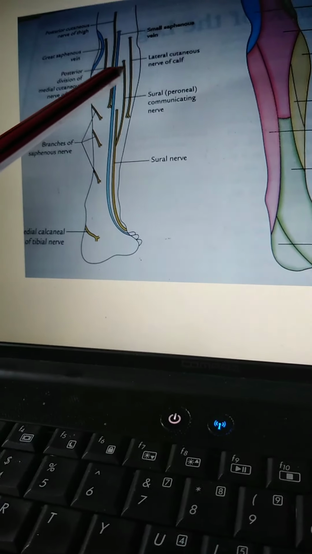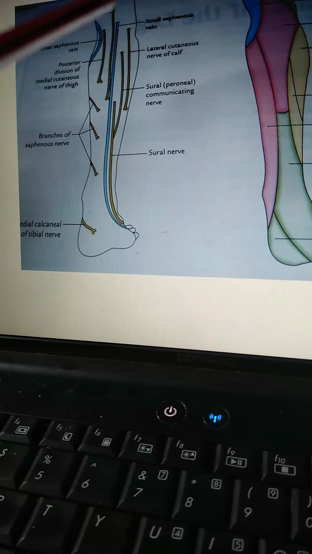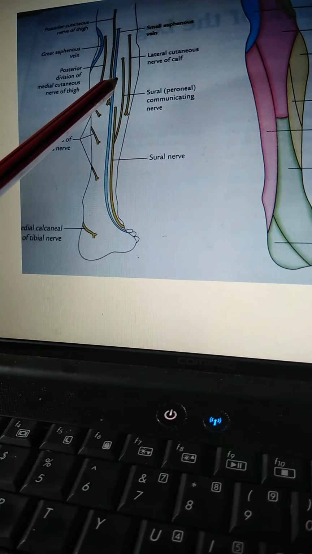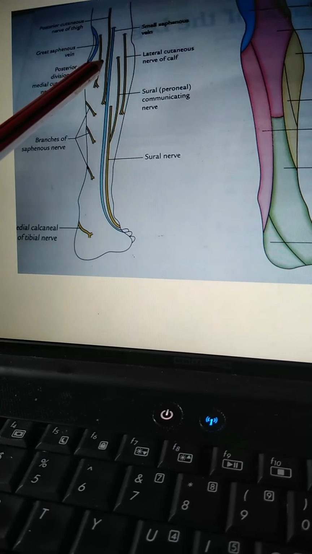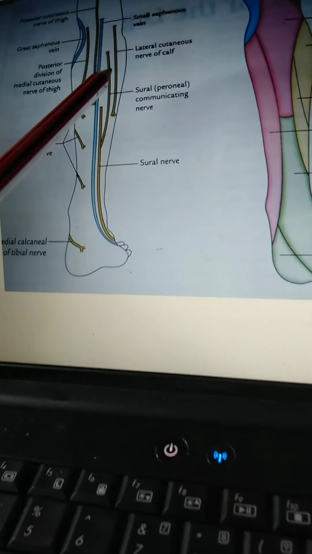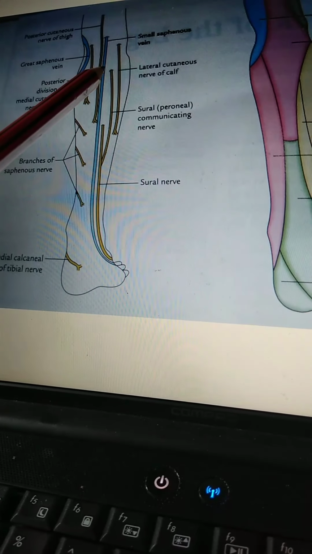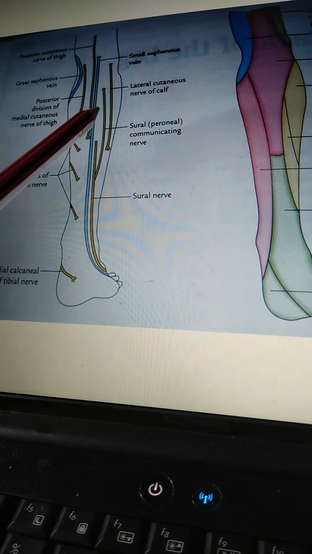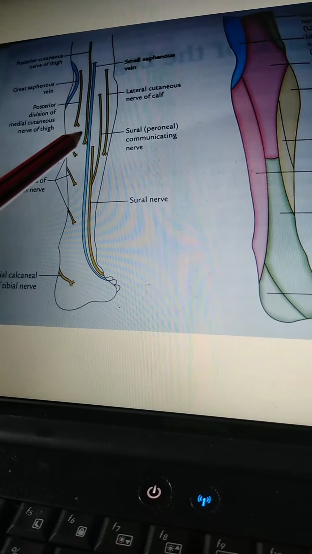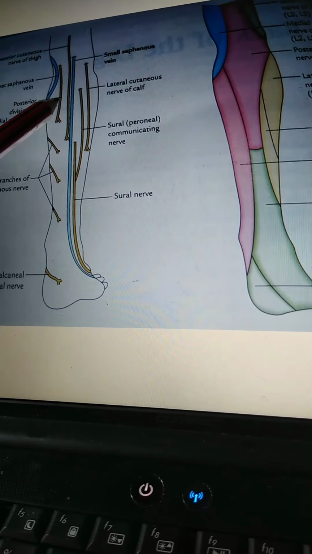Another is the lateral cutaneous nerve of the calf. It is a branch of the common peroneal nerve in the popliteal fossa. It pierces the deep fascia over the lateral head of the gastrocnemius and supplies the skin of the upper 2/3 of the lateral area of the leg. Another is the sural communicating nerve. The sural communicating nerve is a branch of the common peroneal nerve. It supplies the skin of the posterior medial part of the lateral area of the calf.